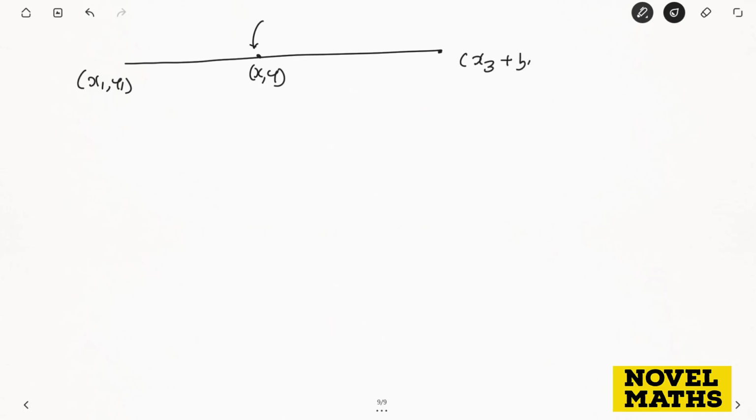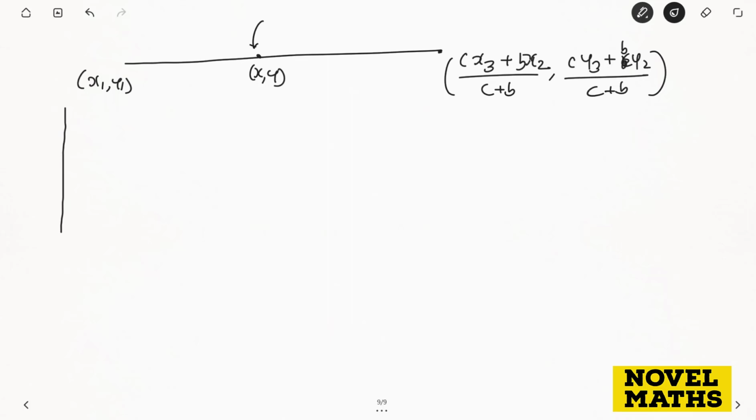C x3 plus B x2 over C plus B, C y3 plus B y2 over C plus B. This is B. All right. If these points are collinear, what we know is the area of triangle is 0. Half you can ignore because anyway area of triangle is 0. You have to solve this determinant. And if you're not familiar with determinant, it's okay, you can skip this question.